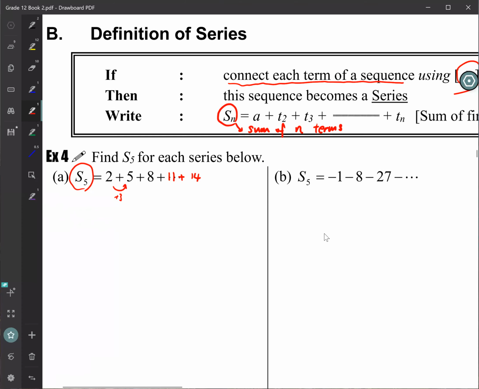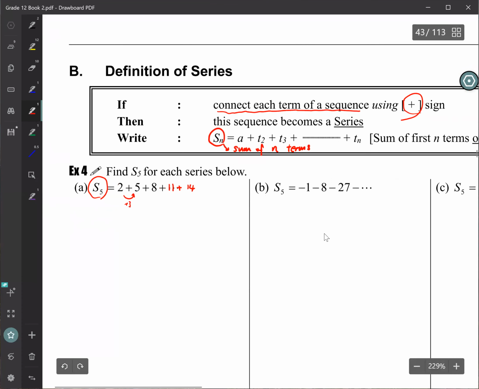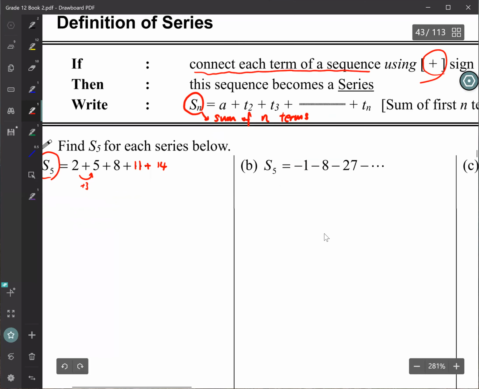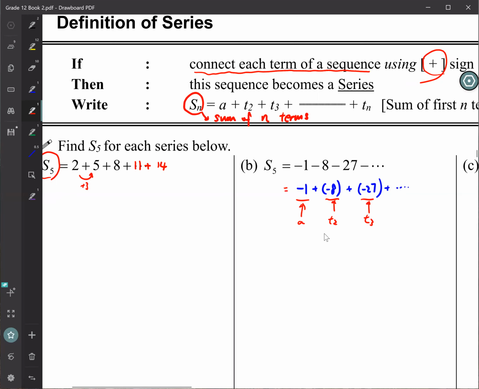Now here it says you connect by an adding sign, a plus sign. But over here you could also have subtracting, because I could rewrite subtracting as adding a negative. So it's still connected by an addition sign. So plus -27 plus something. So the terms are, the first one will be -1, this is the a, this one is the T2 and T3 and so on. So just a review of all these symbols here.